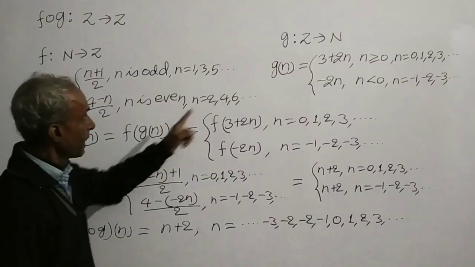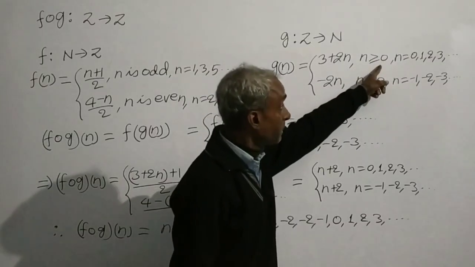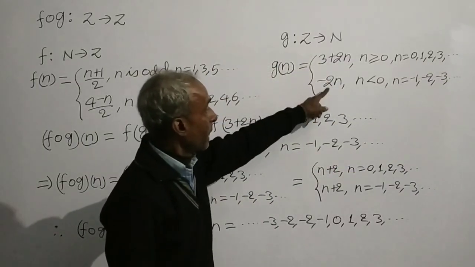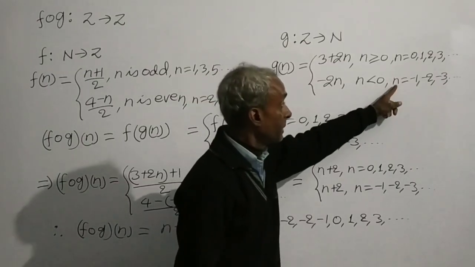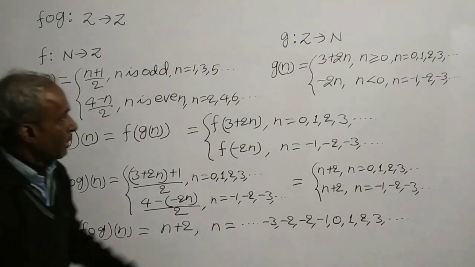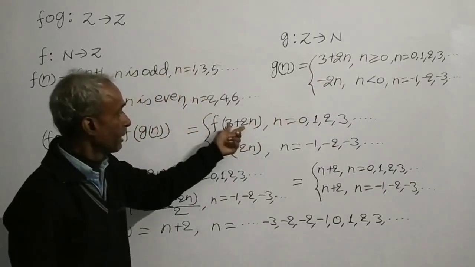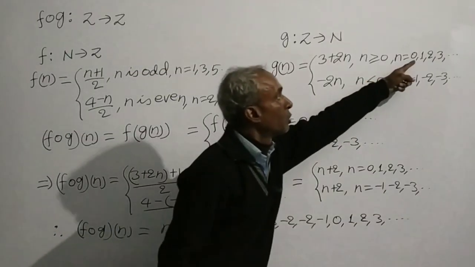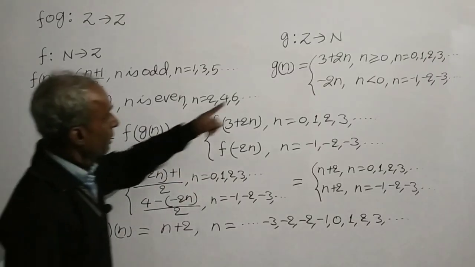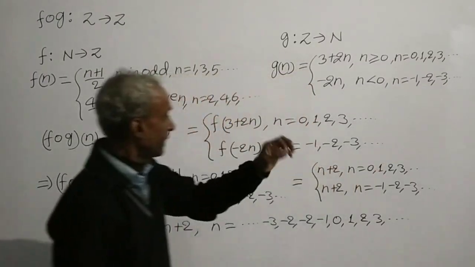g(n) is 3 plus 2n when n is 0 or a positive integer, that means n is 0, 1, 2, 3, etc. And g(n) is minus 2n when n is a negative integer, that means n is minus 1, minus 2, minus 3, etc. Therefore, in place of this g(n), we write 3 plus 2n when n is equal to 0, 1, 2, 3, etc., and minus 2n when n is minus 1, minus 2, minus 3, etc.